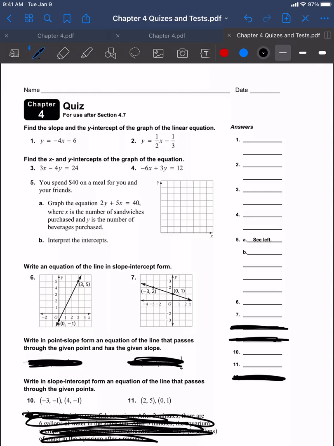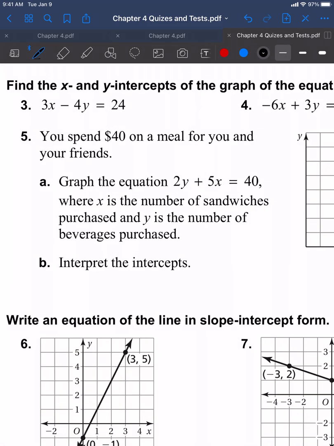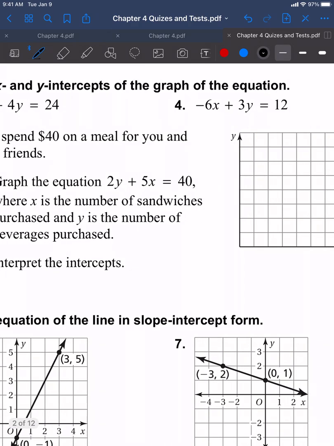Number 5, you spend $40 on a meal for you and your friends. Graph this equation, 2y plus 5x equals 40, where x is the number of sandwiches and y is the number of beverages purchased. Interpret the intercepts. So, what kind of form is this equation in? Is it in slope-intercept form or is it in standard form? Neither. I know, it's y equals mx plus b. Is that y equals mx plus b? Yeah. What do you guys think?